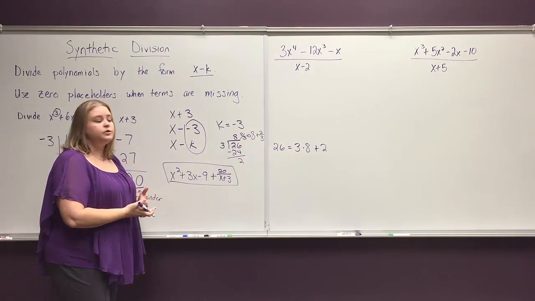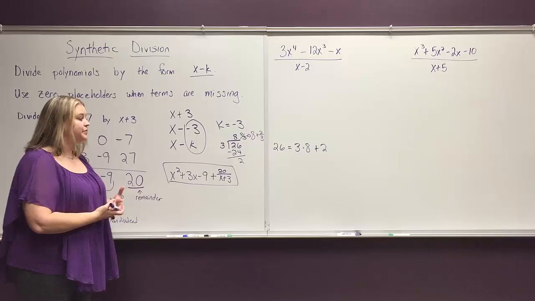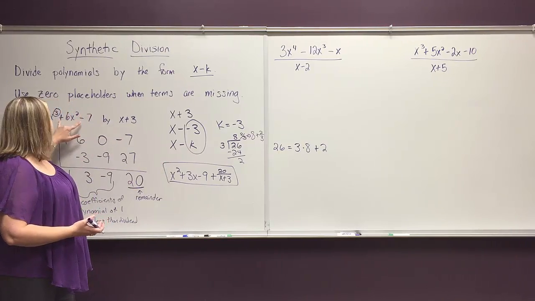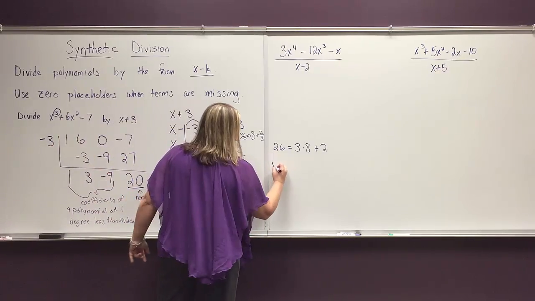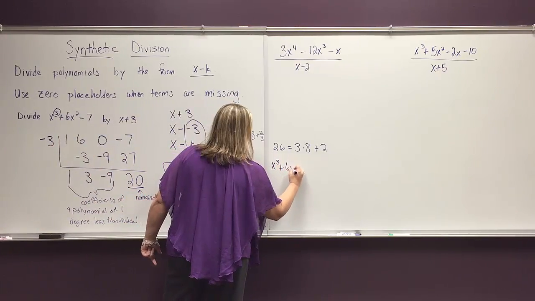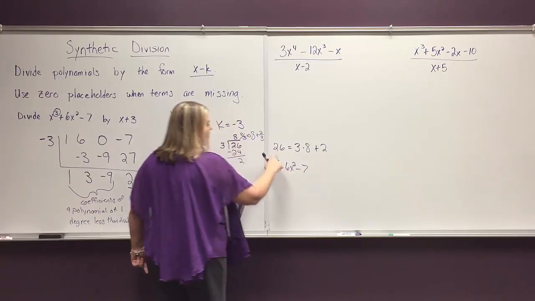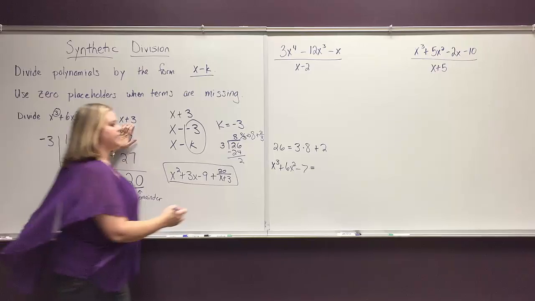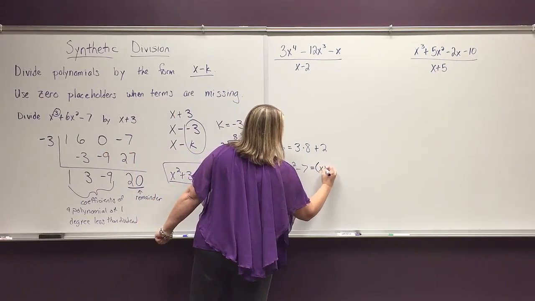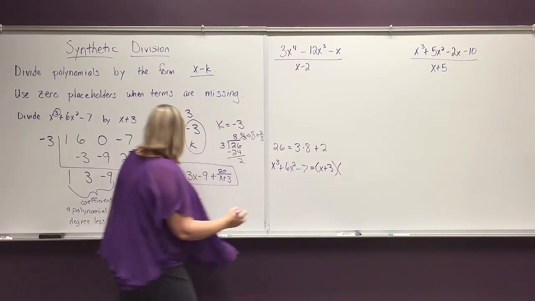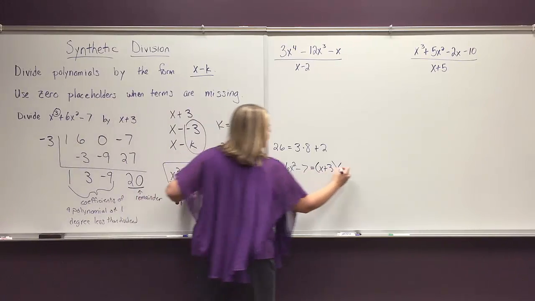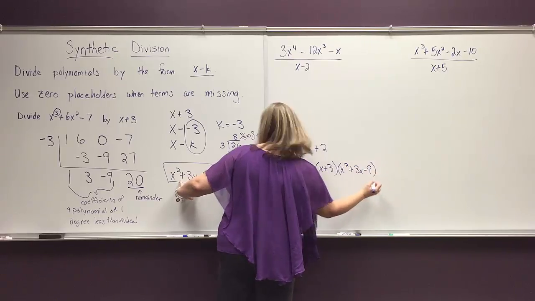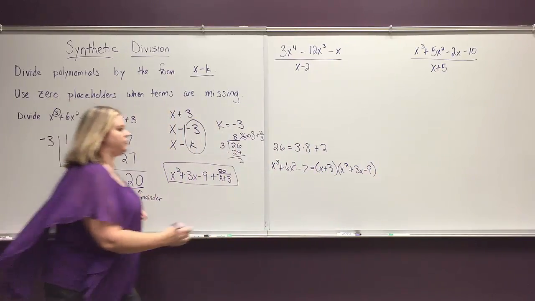Rewriting it like that is using what is known as the division algorithm. We can do the same thing with polynomials. I can say that this cubic, x cubed plus 6x squared minus 7, my dividend, is equal to what I was dividing by, the x plus 3, times my quotient, the x squared plus 3x minus 9, plus my remainder of 20.